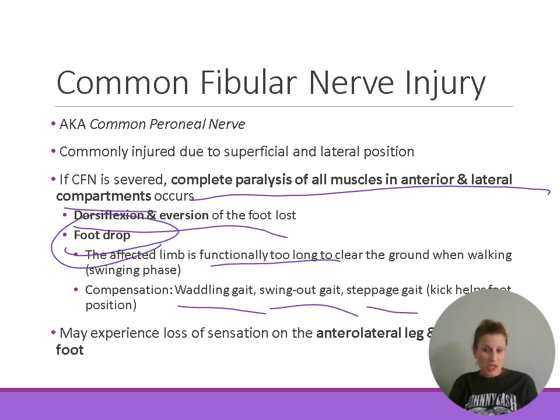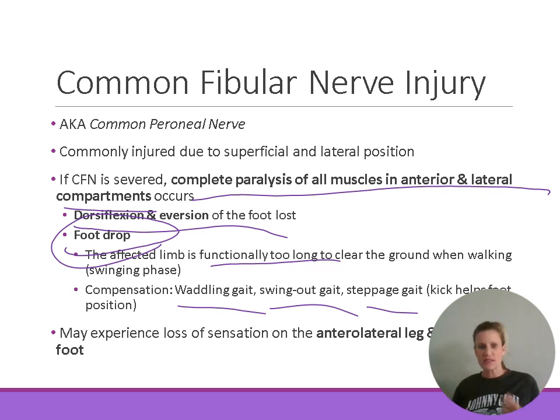Loss of sensation in the anterolateral leg is kind of variable. However, the paralysis is a solid finding here, a solid sign that's the same in everyone, that the common fibular nerve has been severed. Keep in mind, though, that there are multiple things that can result in one limb being too long. So just because you see a patient walk with one of these gaits, it doesn't necessarily mean that it has to be common fibular nerve injury. You need to investigate further.